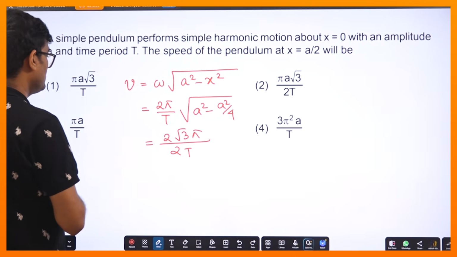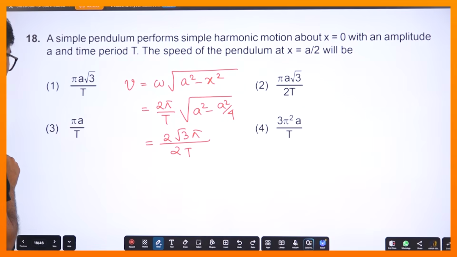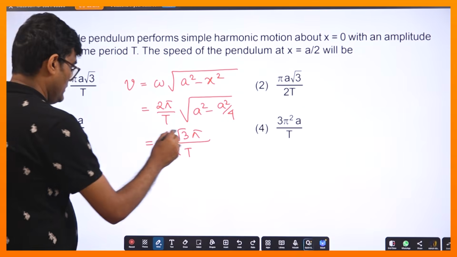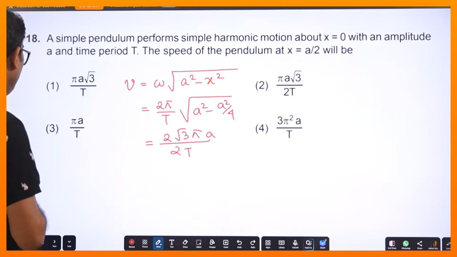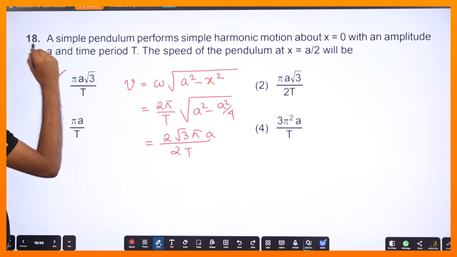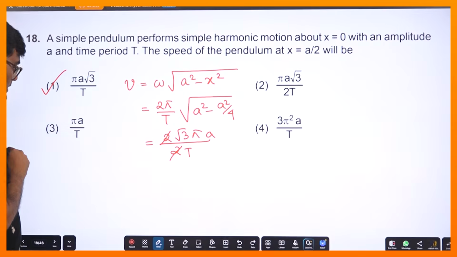So I think it is root 3 pi by T. Sorry, a is there, so root 3 pi a by T. Yes, option A is there, right? The 2 gets cancelled, root 3 pi a by T, option A is there. Okay.